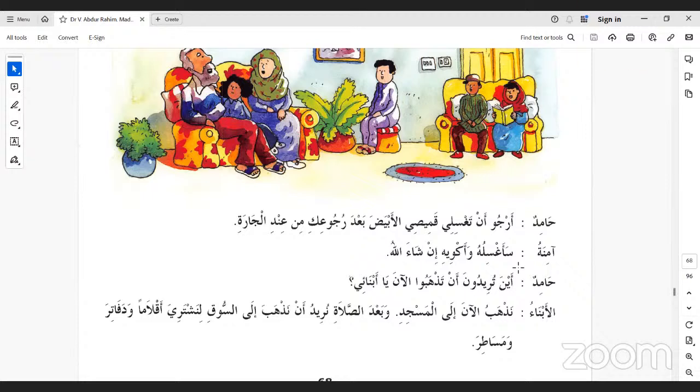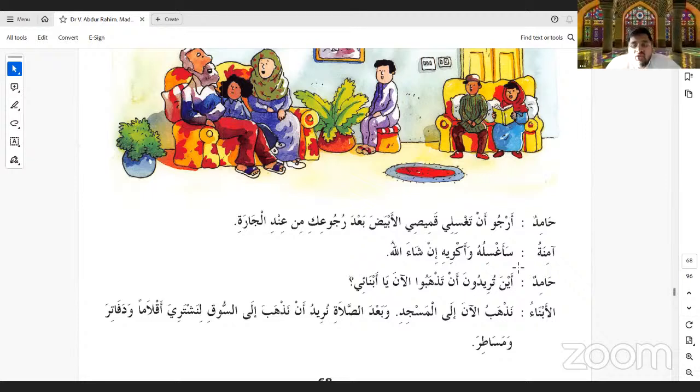Next sentence is Hamid: أين تريدون أن تذهبوا. I want you to change the sentence to female plural. Where do you want to go now, O my daughters? So تريدون and أن تذهبوا, both verbs have to change now.